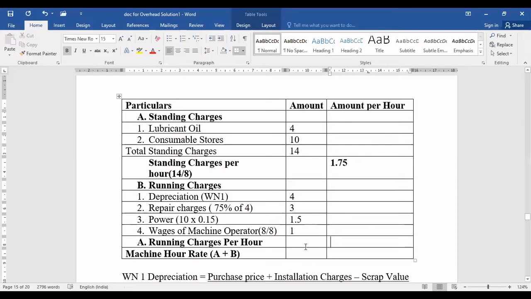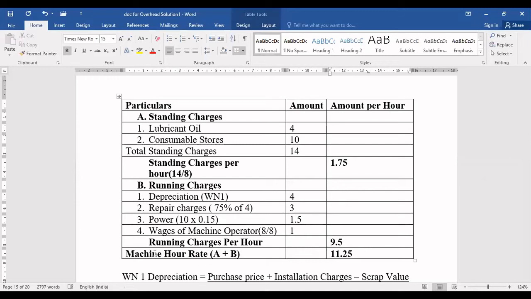Just take the total, 9.5. 9.5. Done, bacha? Yes. Now, sir, what will be the machine hour rate now? 11.25. Okay, very good. 11.25. Everyone got this? Yes, sir.